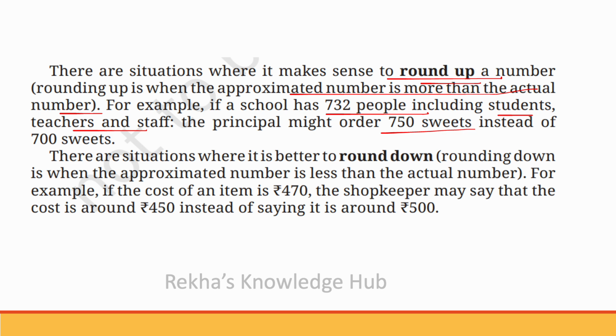Then there are situations where it is better to round down. Rounding down means the approximated number is less than the actual number. For example, if the cost of an item is rupees 470, the shopkeeper may say that the cost is around 450 instead of saying it is around 500, because the shopkeeper wants the price to sound more appealing and cheaper to the customer. It is a psychological trick to encourage a sale.